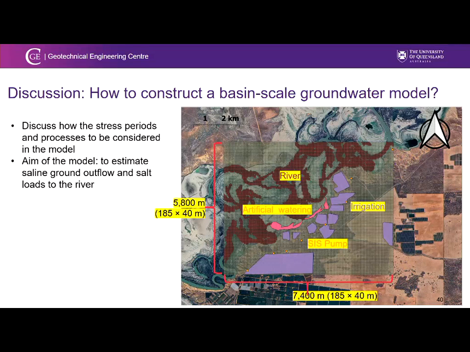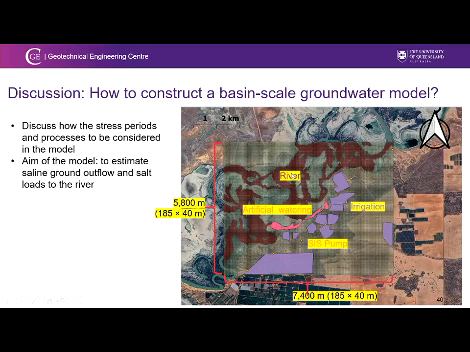This is another round of discussions. Here is the site. We've got the floodplain, and also you've got the rivers here, which we can identify. We've got the irrigations taking place. And you've got those salt interception scheme pumps there as well. These sections are within the floodplain, and these areas are inundated by artificial watering. And we worked out the effective recharge rate is about 1 millimeter per day.